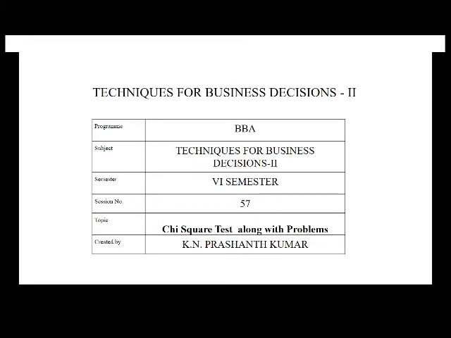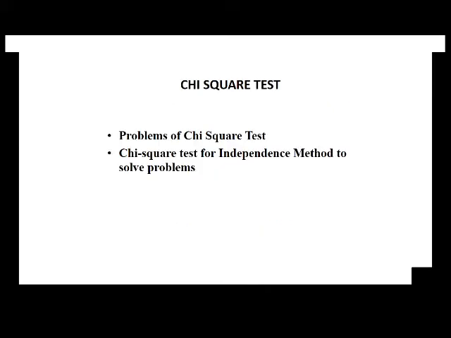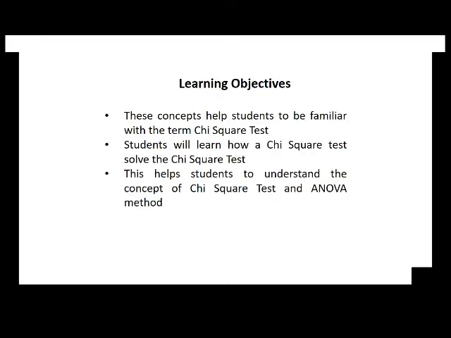Good morning. The next session is 57, the syllabus of BBA, Techniques for Business Decision 2: Chi-square test along with problems. In this session, we will cover the Chi-square test including how to solve the problems, the Chi-square test for independence, and methods to solve the problems. Learning objective: these concepts help the students to be familiarized with the terms of Chi-square test.